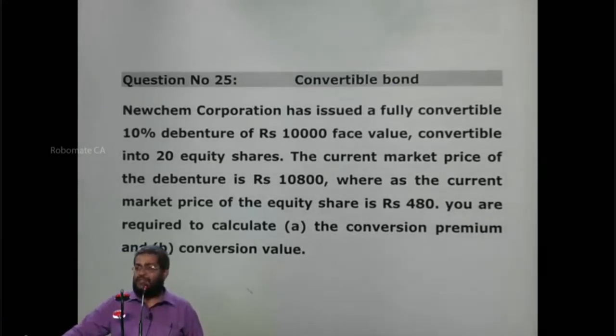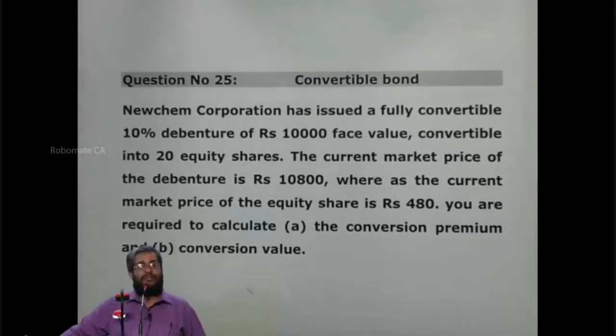Number of shares into market price per share, which is equal to 20 shares into what is the market price per share? 480. 20 shares into 480 is equal to rupees 9,600. What is this 9,600? If I exercise that option to convert today itself, I'll be getting 9,600 worth of shares. Are you all following or not? Next, part A or part B?